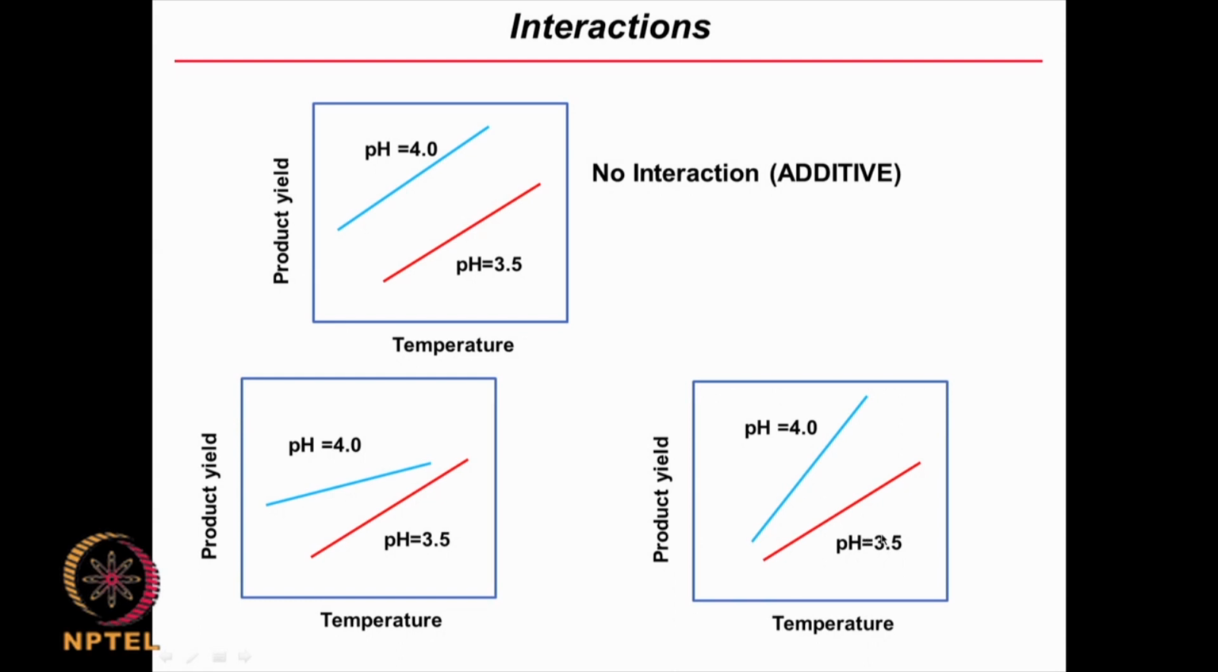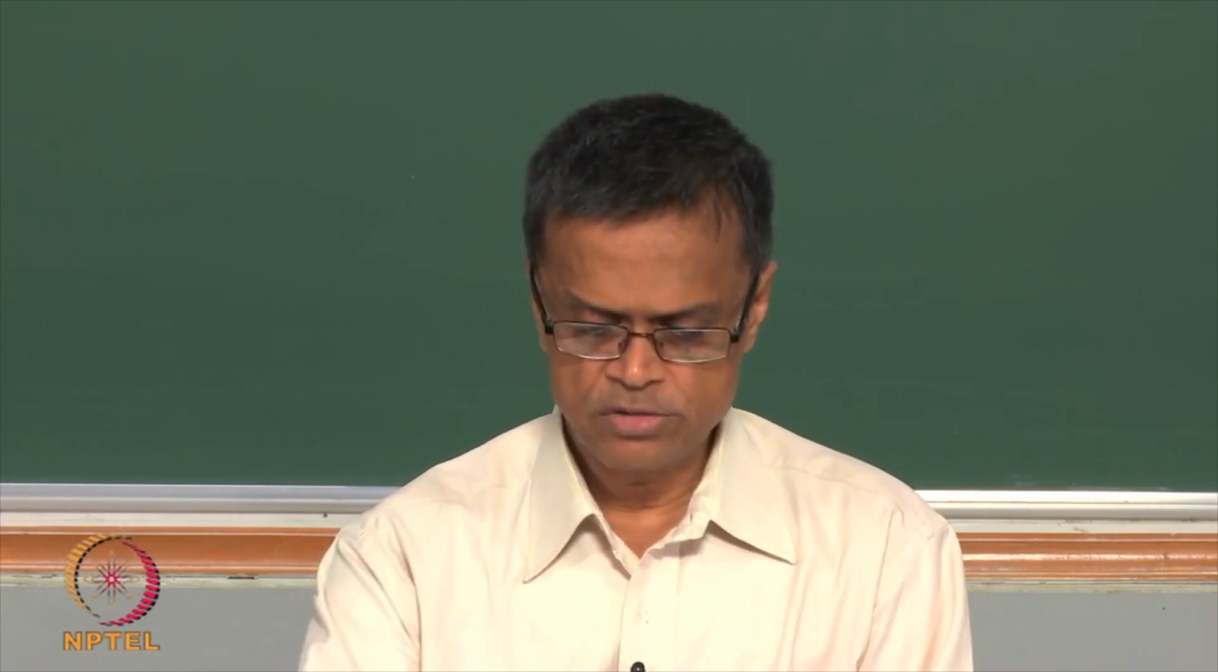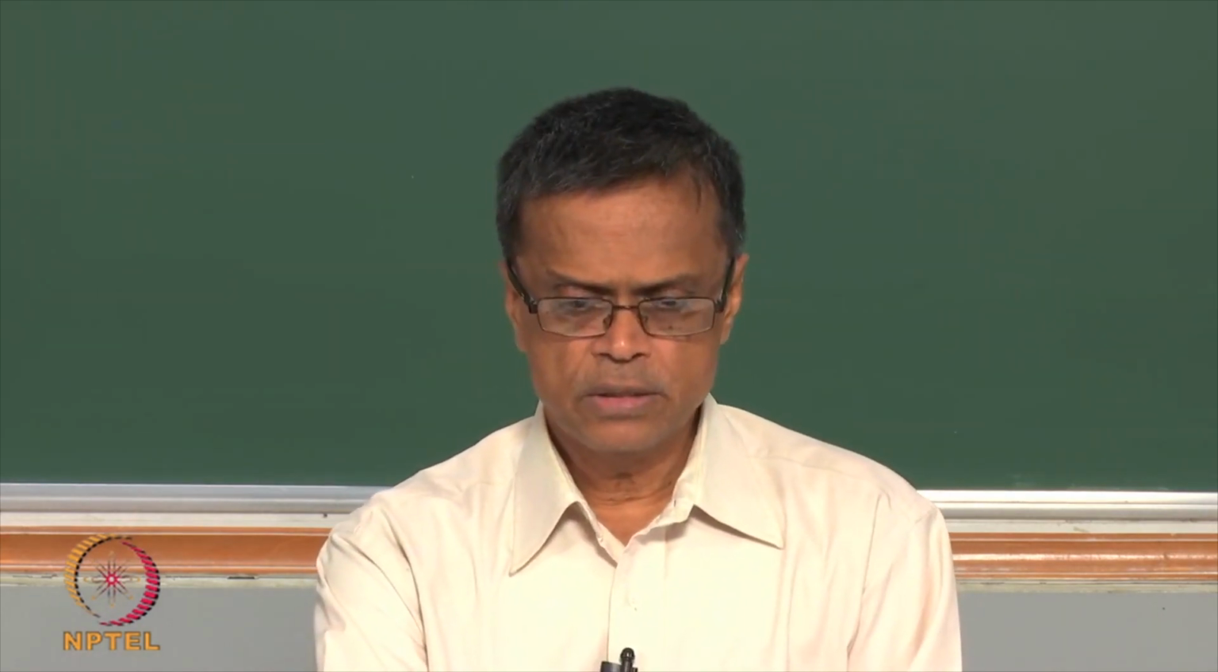For example, some drugs perform very differently with Europeans as against Africans or Asians. Then you can say the drug and the race are interacting. So, if you want to study interactions, we need to definitely perform factorial type of experiments. That is very important.